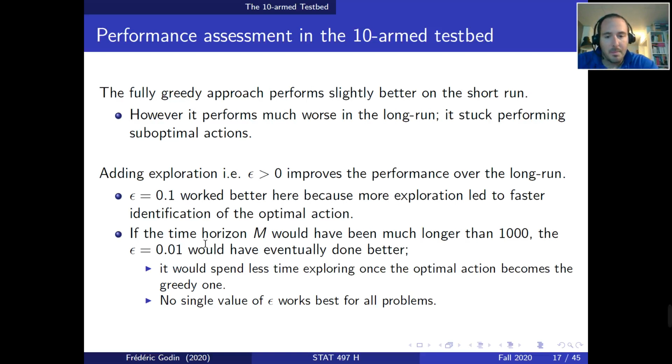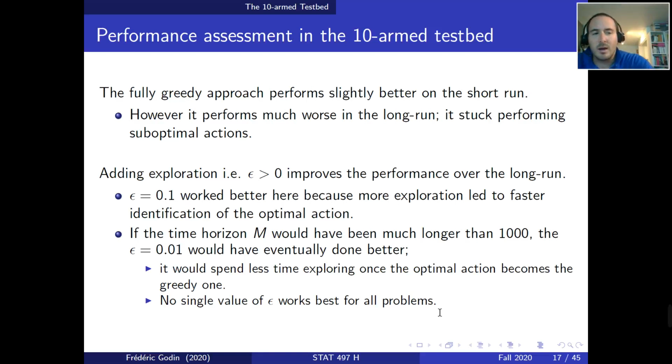Okay, so one lesson from that is there's no single value of epsilon which works best for all problems. Some problems involve a lot of uncertainty and you need a lot of exploration to find a good action, whereas some other problems entail a low amount of uncertainty, so your estimates become rapidly very accurate. So in that case, you'll need less exploration. Okay, so depending on your problem, different values of epsilon might be the best.